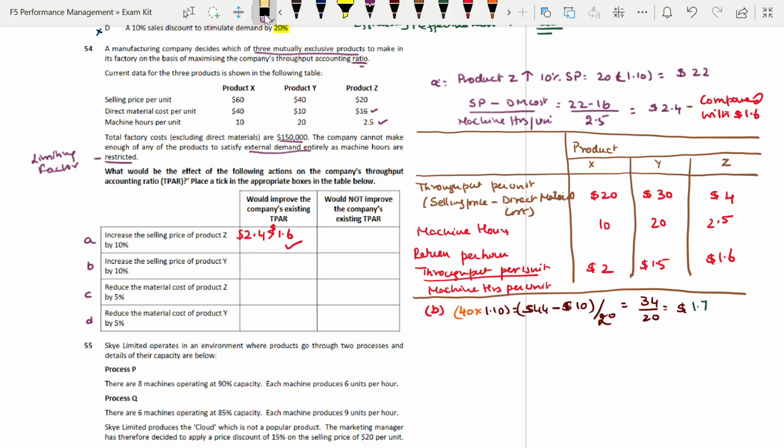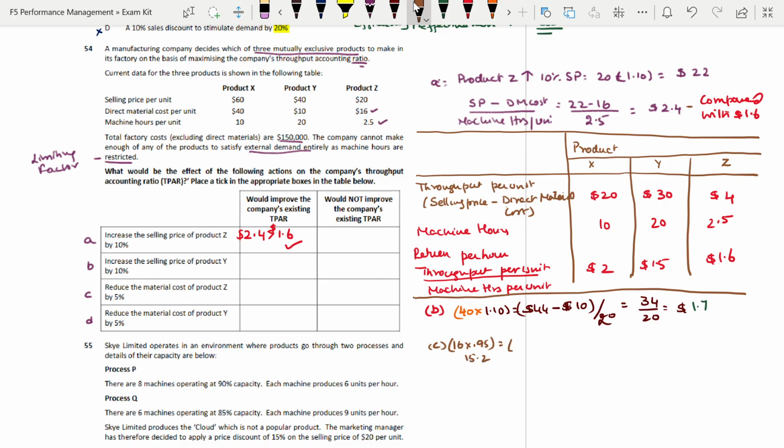Okay, let's wait for a while. Point C: reduce the material cost of product Z by 5%. The material cost of product Z is 16. Reducing it by 5% means multiplying by 0.95, and it comes to 15.2.